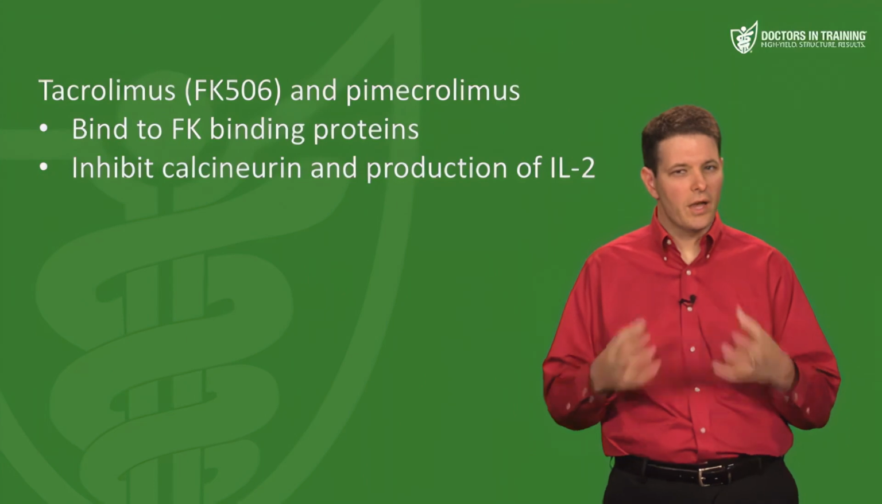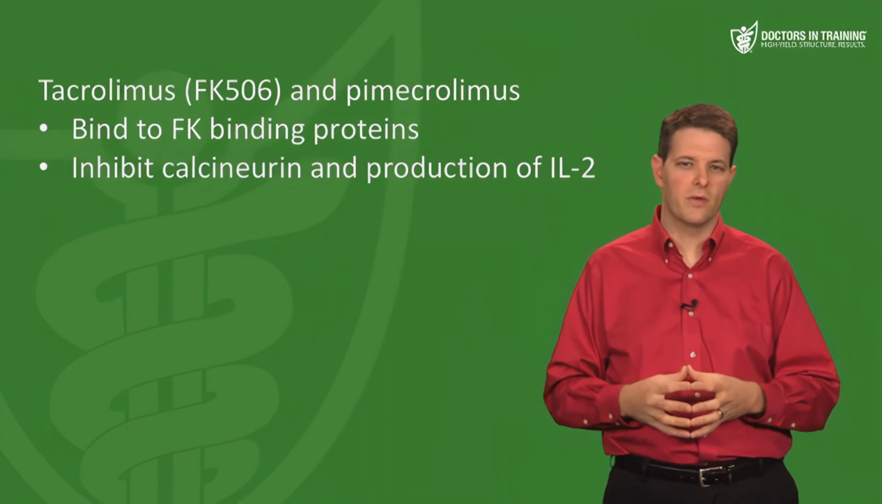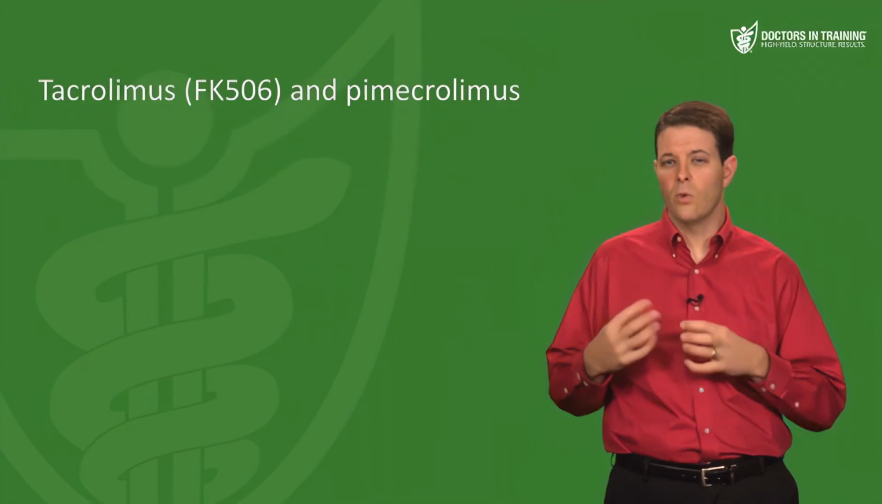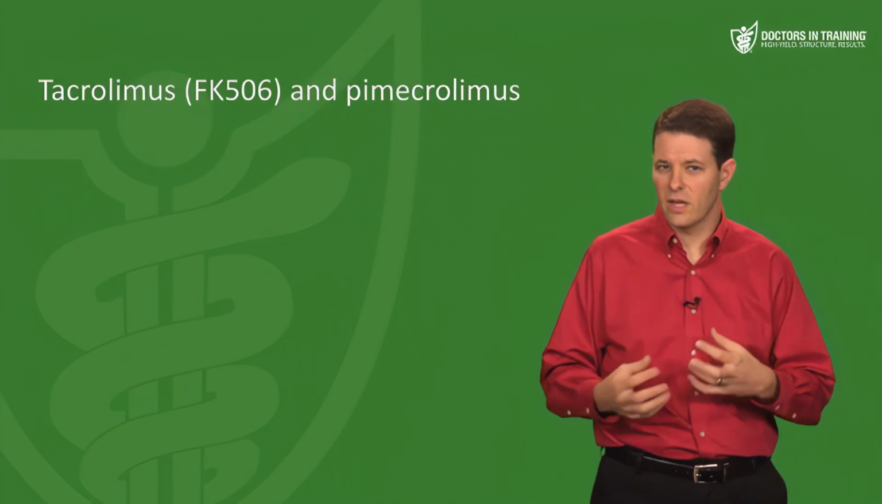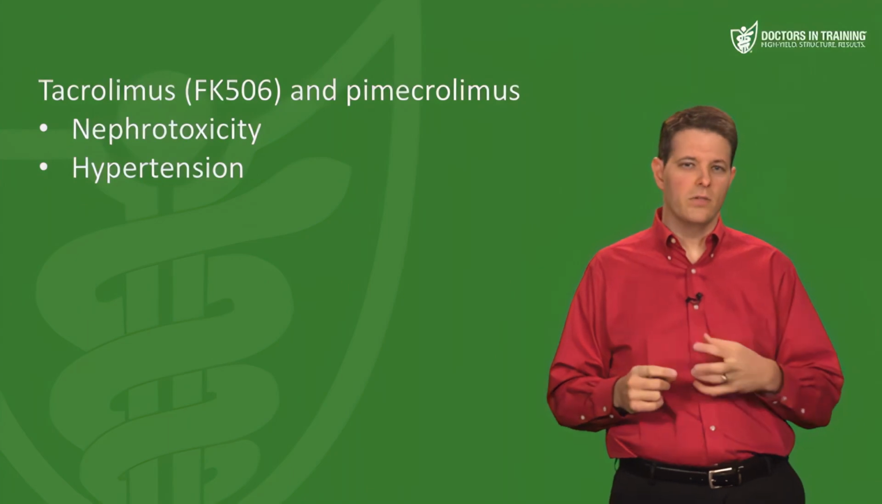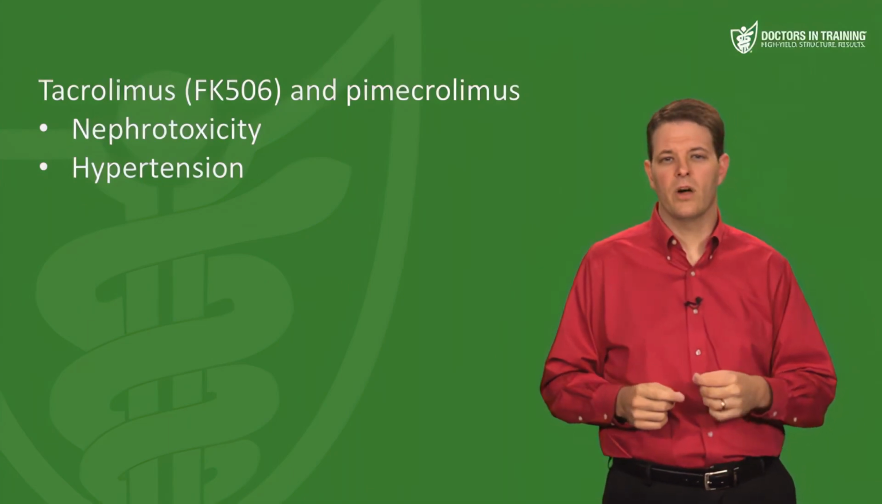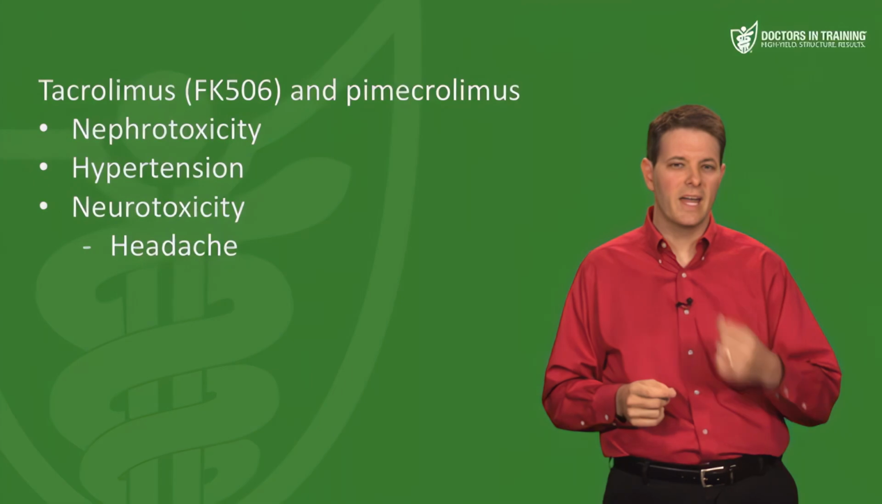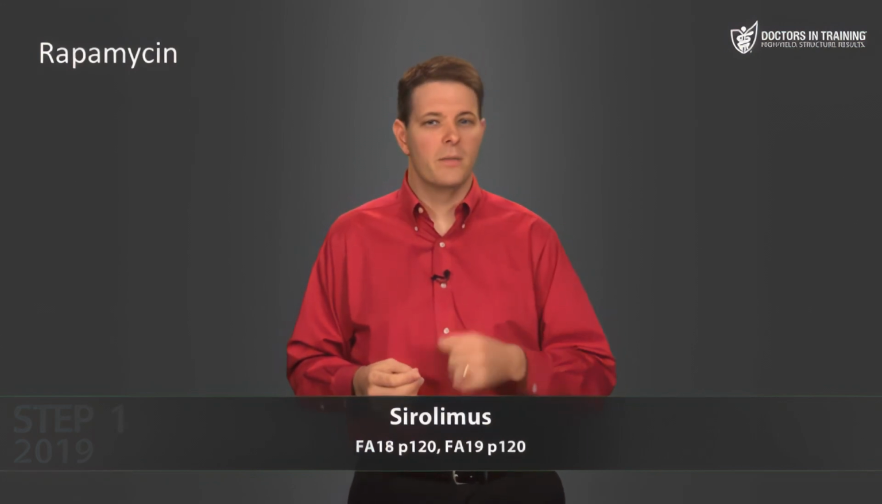Remember, shutting down IL-2 is a common theme for a lot of these immunosuppressants. And then, since these work just like cyclosporin, the side effects are a lot like cyclosporin: nephrotoxicity and hypertension. And then when you use tacrolimus systemically, it can also cause some neurotoxicity like headache and paresthesias. There's a similar drug called sirolimus, which is also known as rapamycin, and it binds to an FK binding protein as well. But the downstream effect of sirolimus is slightly different.